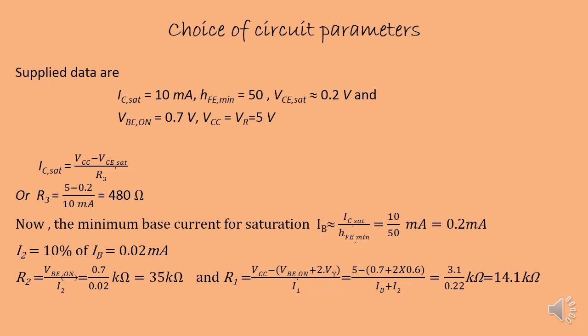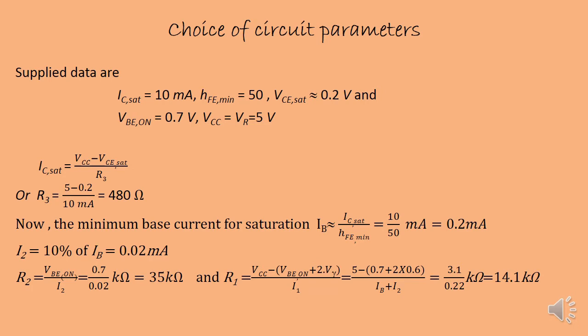To calculate R3, the collector resistor, how do we calculate? We know I equal to V by R from Ohm's law, so R equal to V by I. So IC saturation equal to VCC minus VCE saturation divided by R3, or R3 equal to VCC minus VCE saturation divided by IC saturation. VCC here we consider 5 volt. VCE saturation value is 0.2 volt, divided by 10 milliampere. So we got 480 ohm.